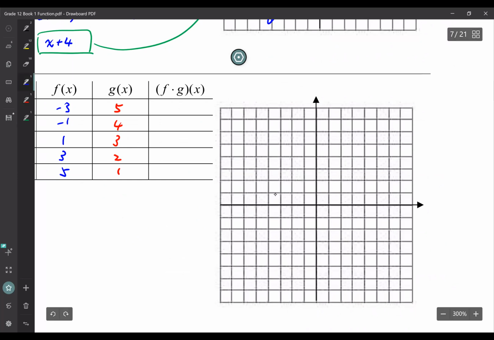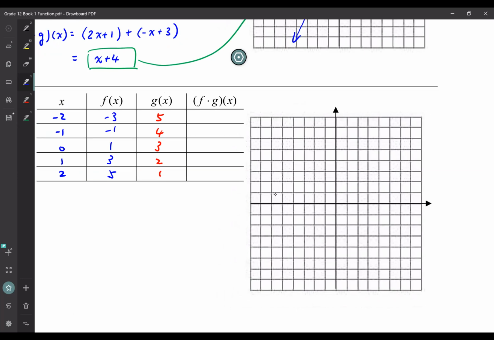So -2, 3, -3, 0, 1. So here's the graph.